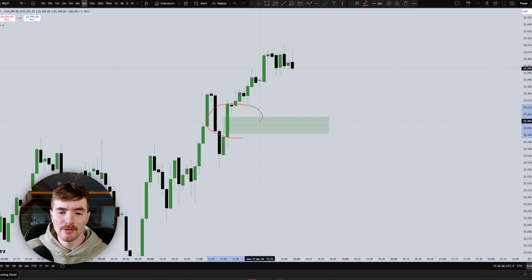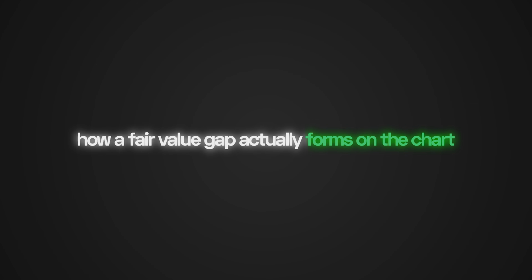Before we talk about strategies or models, there's one reason most traders misuse fair value gaps from the beginning. Most people can't properly draw a fair value gap on the chart, let alone understand how it works. If you don't understand how they form or what their purpose is, you'll never know when it's actually time to take a trade. So let's break down how a fair value gap actually forms on the chart.